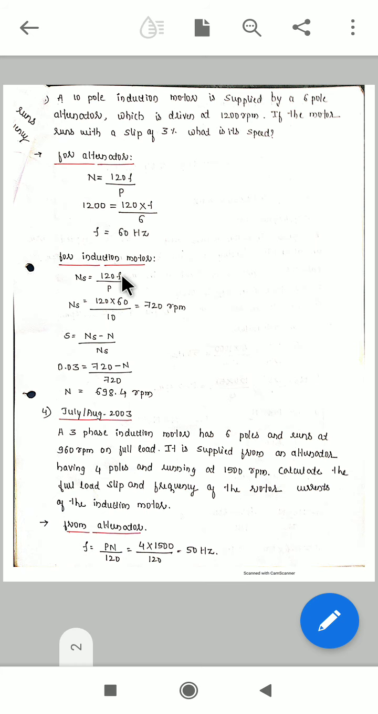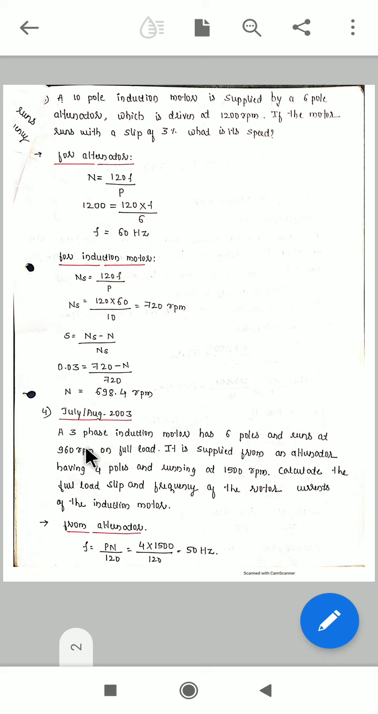Next for the induction motor, we have the formula ns is equal to 120 f by p. Substitute here, and don't get confused: p is taken as 10 poles. And s is equal to ns minus n divided by ns. The s value given is 3%, which means 0.03. So I got the n value as 698.4 rpm.